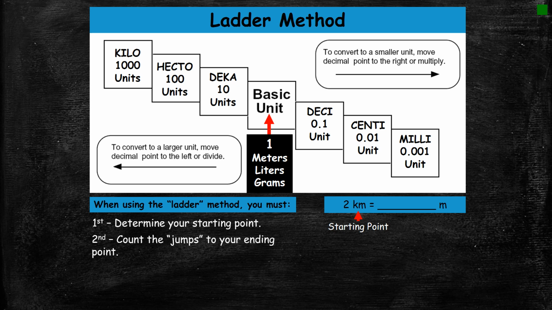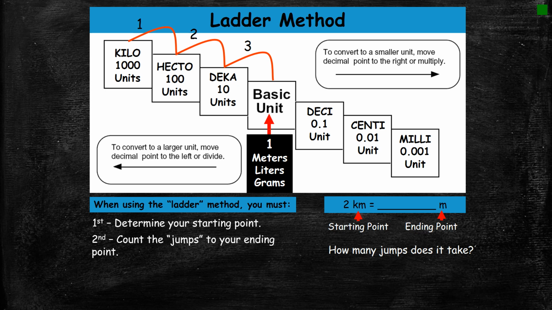The next thing you need to do is make jumps to the ending point. So I have to also ask myself, where's my ending point? It's where I want to do the conversion to. So it's meters in this case. So you ask yourself, where am I starting? Kilometers. Ending meters. So start on your ladder at kilometers. And then we have 1 jump, 2, 3. Because it took us, how many jumps did it take us? 3. 3 jumps to go from kilo to meter.